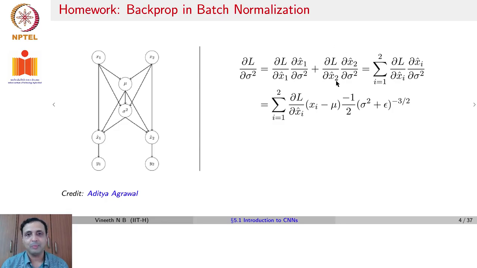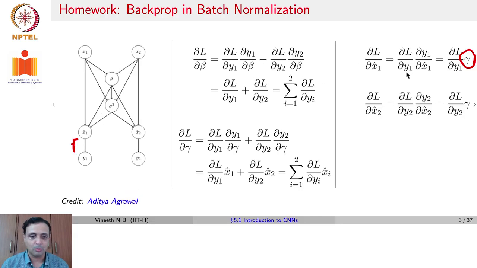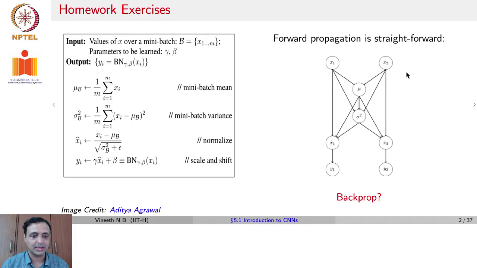So you have ∂L/∂x2 hat into ∂x2 hat/∂sigma square, and it's written as a summation. The main term that we need to evaluate here is ∂xi hat/∂sigma square, which is found by the gradient of the form of xi hat itself. Let's go back a couple of slides and see what that is. So xi hat is given by this term here.